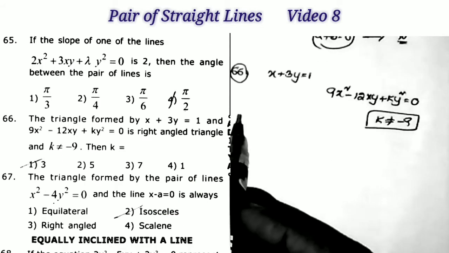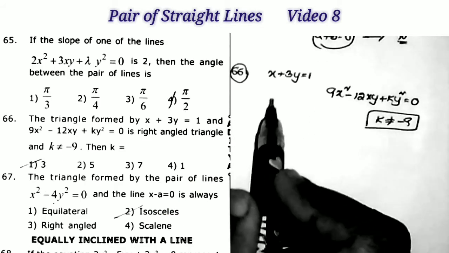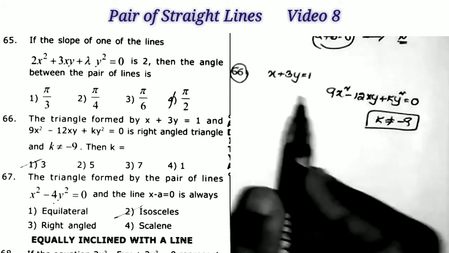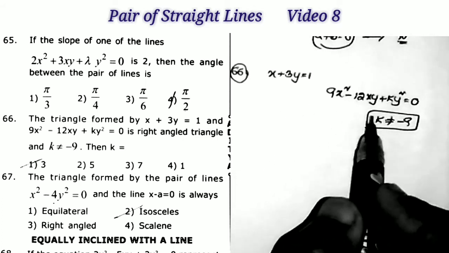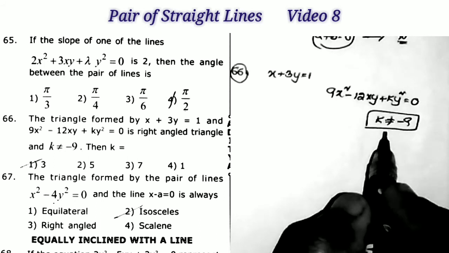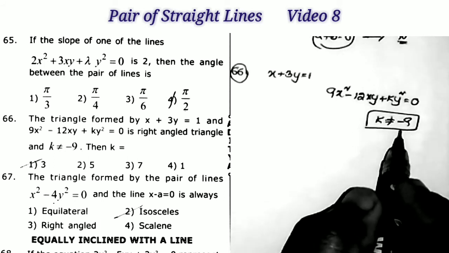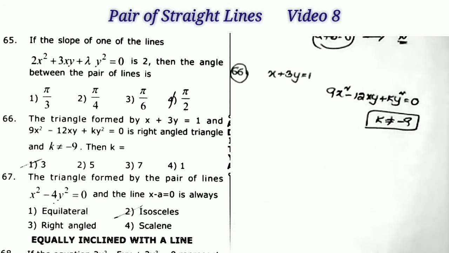Next question, sum number 66. The triangle formed by x plus 3y is equal to 1 and 9x square minus 12xy plus ky square is equal to 0, where k is not equal to minus 9, is a right angle triangle, then what is k value?